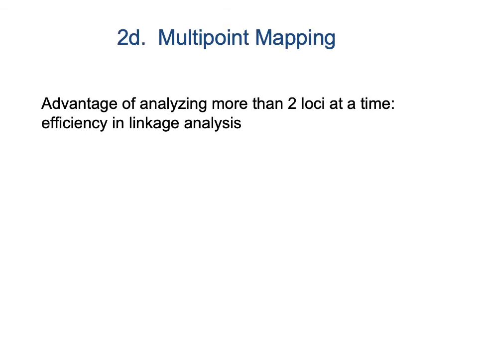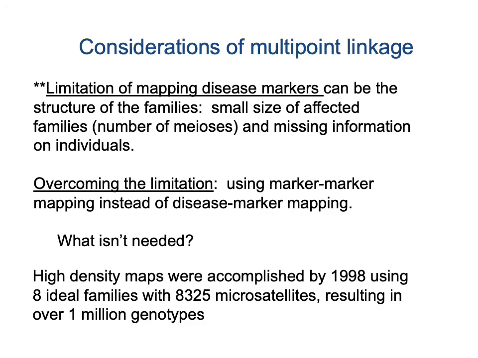So in reality, researchers often try to analyze more than just 2 loci at a time, just to try to be more efficient with linkage analysis. And I'm not going to say much more about this whole idea of multi-point linkage, just to tell you that there are limitations. Some of the limitations can be the small size of families and missing information on individuals. If you can't say for sure which are recombinants, that's going to be very limiting.